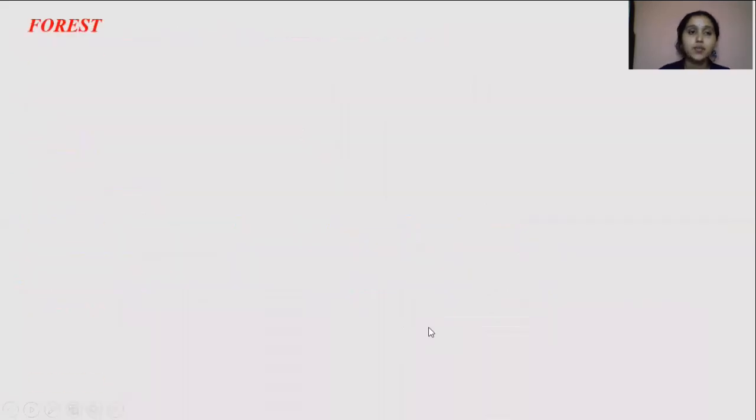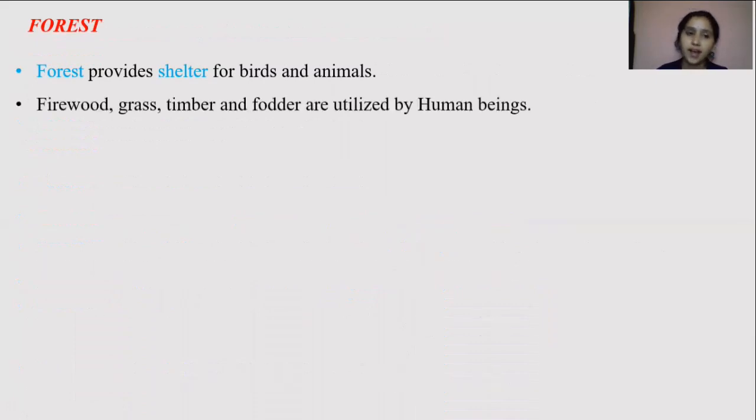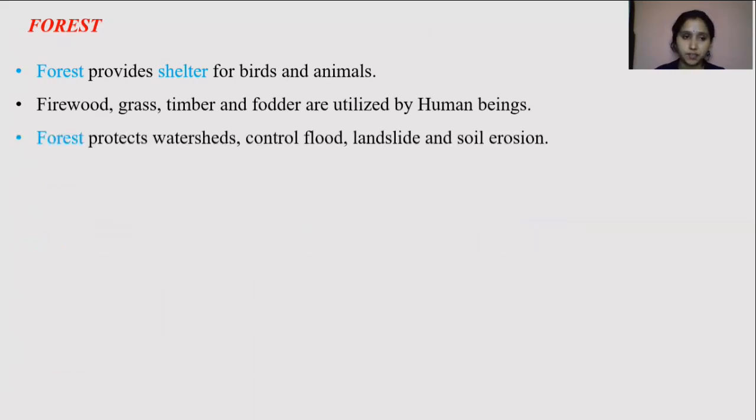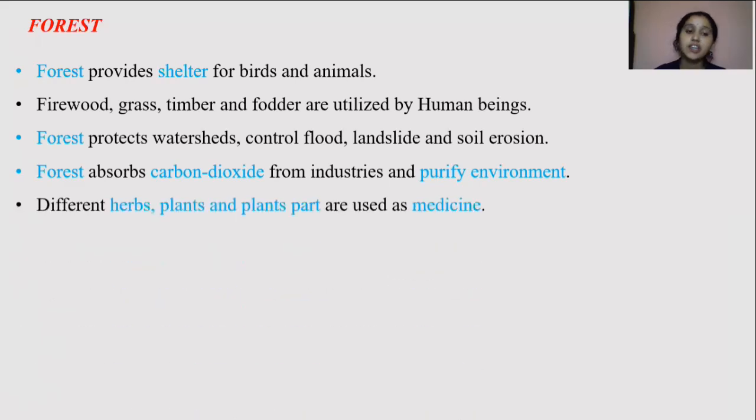And now the next important natural resource is forest. Forest provides shelter for birds and animals. It provides habitat for all wildlife. Firewood, grass, timber, and fodder are utilized by human beings, which are obtained from forest. Similarly, forest protects watersheds, controls floods, landslides, and soil erosion. Forest also absorbs carbon dioxide from industries and purifies the environment. It also helps to balance the environment. Different herbs, plants, and plant parts used as medicine are also obtained from forest.